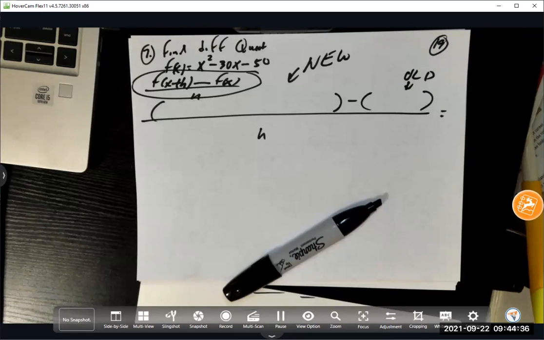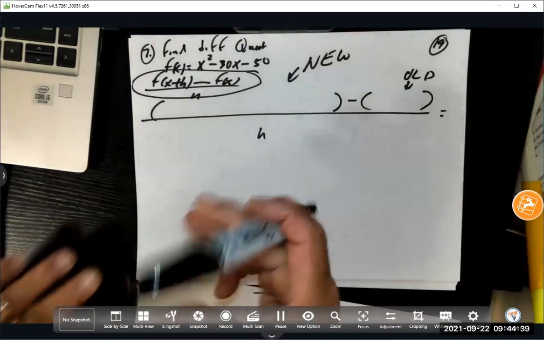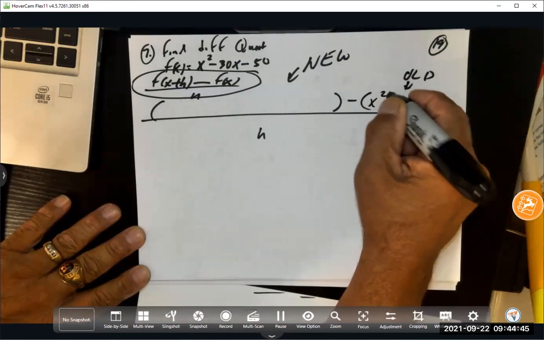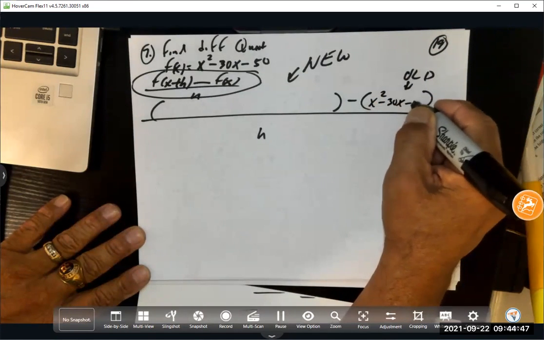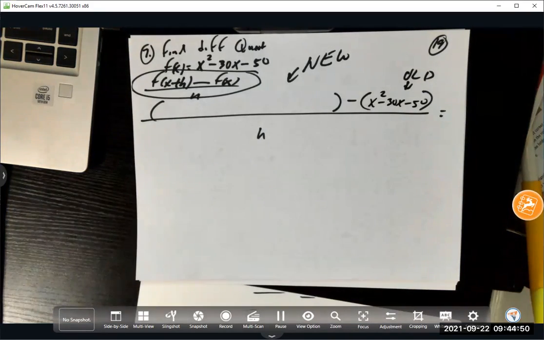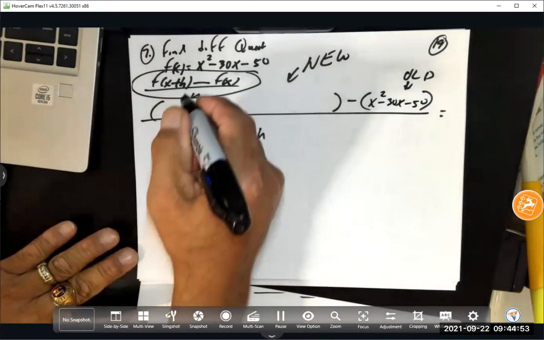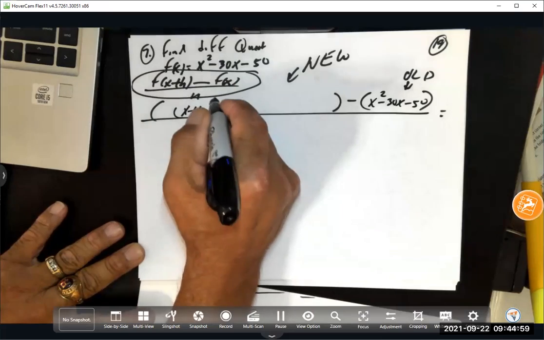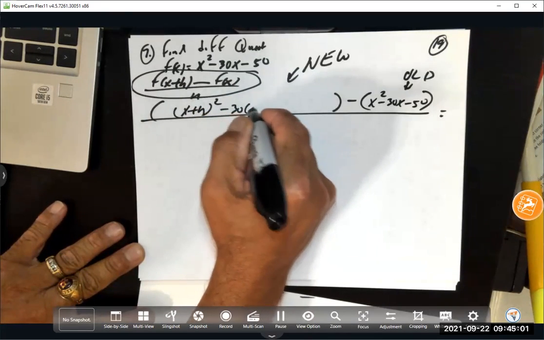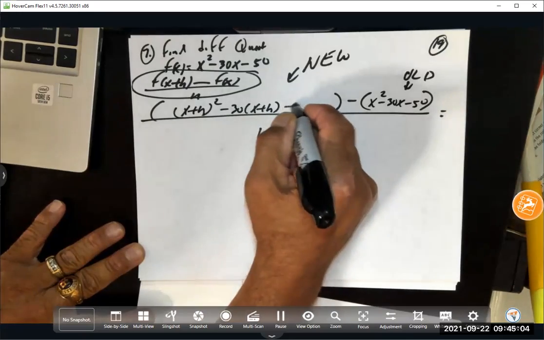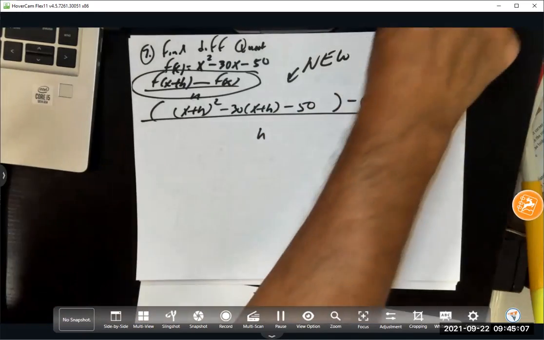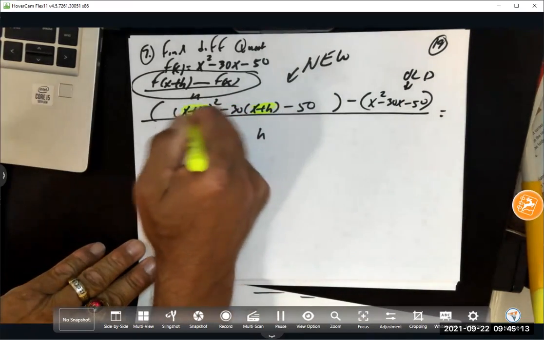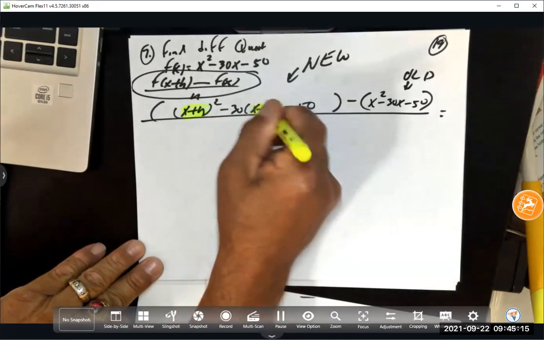All right, ready? Let's do it. So I just copy it. Is that okay? And I can go x squared minus 30x minus 50. On the other side, it's new, right? So it's not an x. I'm going to go x plus h squared minus 30 times x plus h minus 50. So the new one has all this extra new stuff in it. Everybody okay with this? All the new stuff is right there.